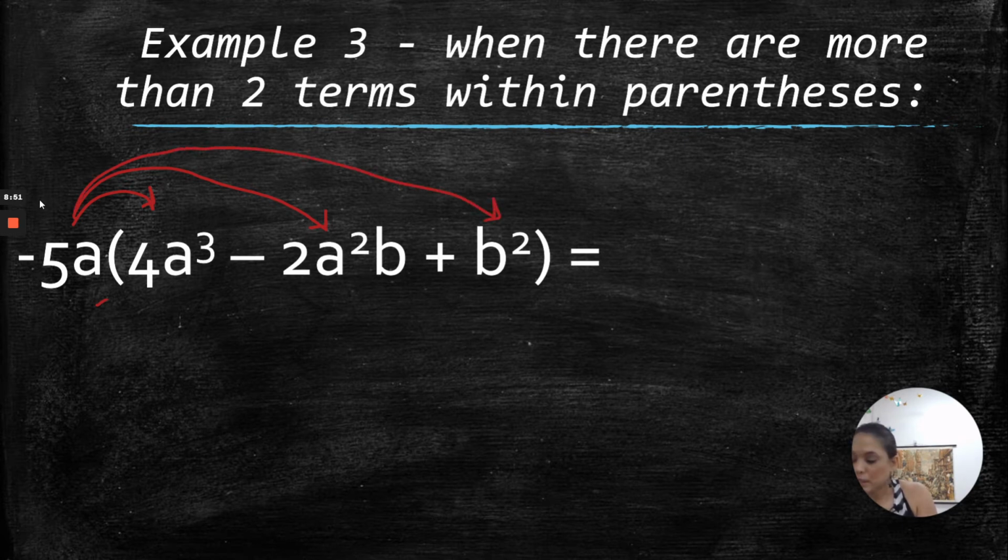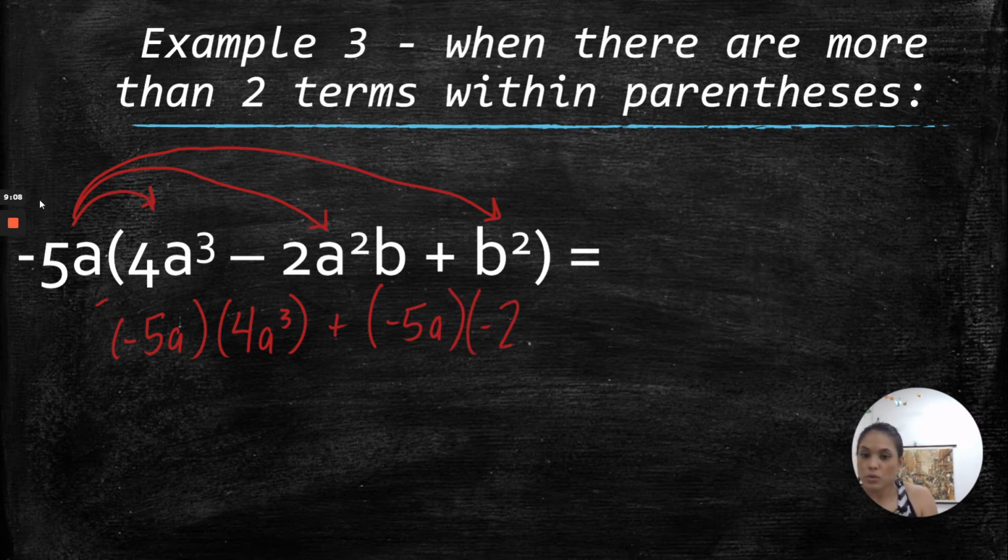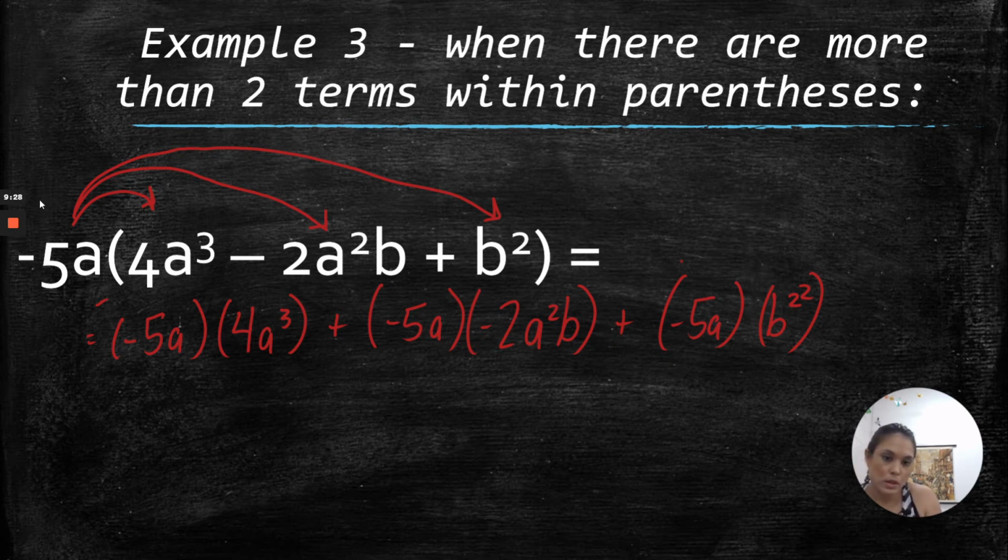Okay, so remember this negative 5, we're going to multiply negative 5a times 4a cubed plus negative 5a times negative 2a squared times b plus negative 5a times b squared. Okay, just be careful that you're writing all your signs correctly. I didn't need to write that squared 2 times. I'll just doodle that out.